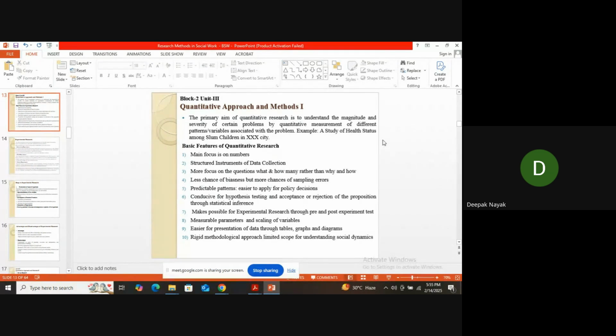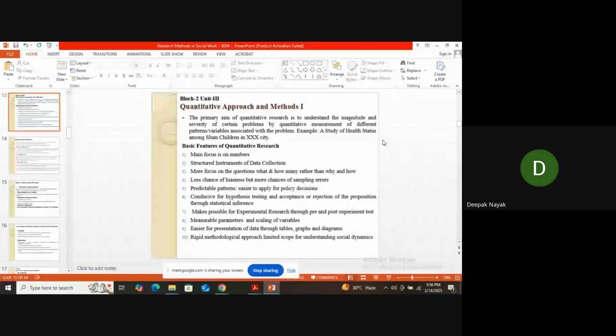Then quantitative research also has predictable patterns. It is easy to find and compare the variables among each other. Which should be given priority? Which is the highest? It is easy to quantify the different aspects of things easily.